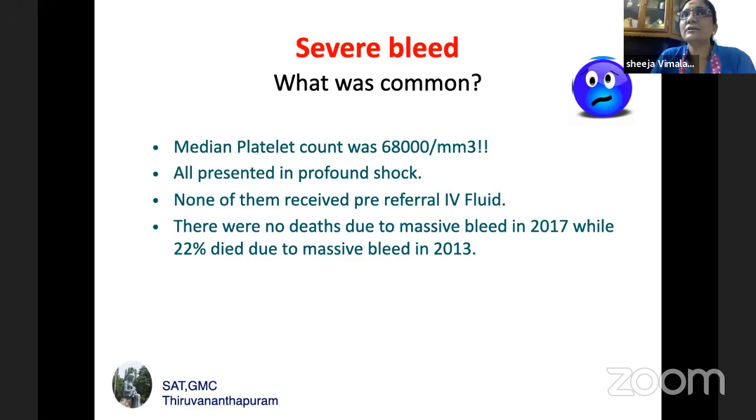So that means that the knowledge dissemination after the 2013 outbreak was probably better, leading to better peripheral stabilization. That might have been one of the reasons why the massive bleed had come down in 2017. Another reason could be a serotype replacement. Some serotypes are known to cause more organ dysfunction. Some serotypes are known to cause more capillary endotheliopathy. So we do not know if that has contributed to a decreased incidence of severe bleed.